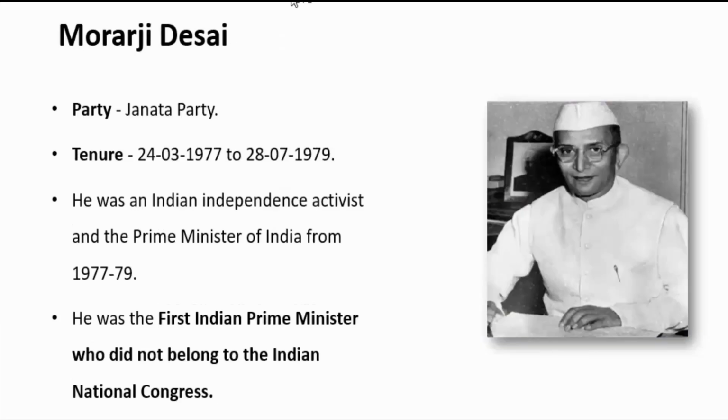Next, we have Morarji Desai ji in our list. He was from Janata Party and he was basically the first Indian Prime Minister who did not belong to the Indian National Congress. So, this makes him very important. And his tenure was from 24th March 1977 to 28 July 1979. He was also an Indian independence activist and he was the Prime Minister of India from 1977 to 1979.